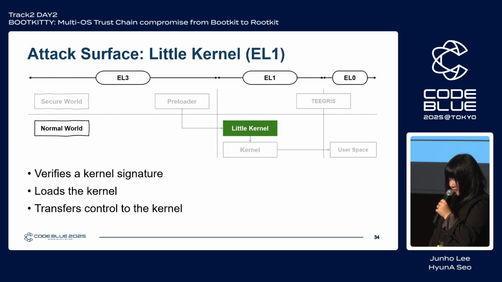Little Kernel is the bootloader that serves as the entry point for kernel execution in the Android boot chain. This stage runs at exception level 1, and it is at this point that Android Verified Boot checks the integrity of the kernel image. Therefore, it is a security-critical stage. If an attacker compromises this bootloader, they gain an opportunity to bypass kernel-level mitigations before the kernel boots. In other words, an attacker could gain control before kernel protections are applied, taking over the entire system.